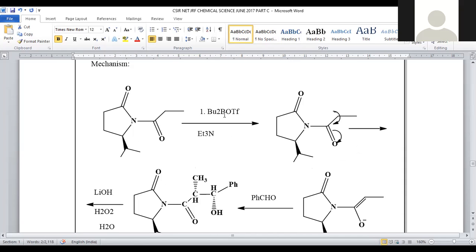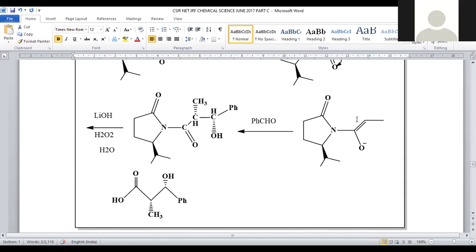This is the purpose of Bu2BOTf. Enolate will be generated. Later, it will be added with benzaldehyde. Benzaldehyde will be condensed at the center. These electrons will be back polarized. Carbanion will be originated. This carbanion will be added to this benzaldehyde, and there is a formation of product in this manner. Now, what we will do here, we have an amide linkage.